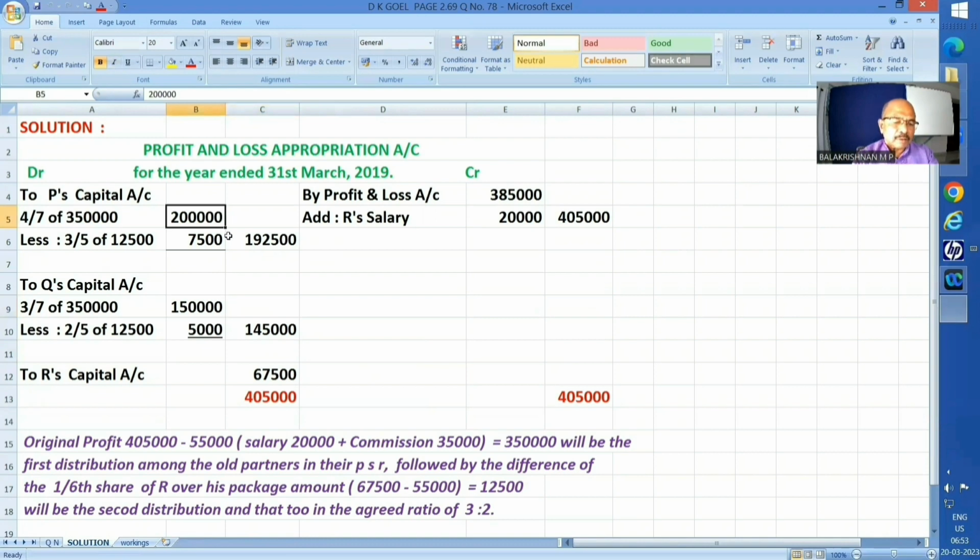But the difference also has to be given to R. Then only his 1/6 share will be ensured. That's how they'll manage. It has been agreed that in 3:2 ratio, it will be taken off from this distribution. So 7,500 and 5,000. So P's share will be 1,92,500 and Q's share will be 1,45,000 and R's share will be 67,500. And we have got our P&L appropriation account tallied also. I hope I explained to your satisfaction.